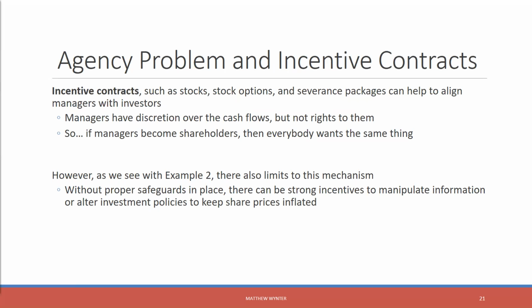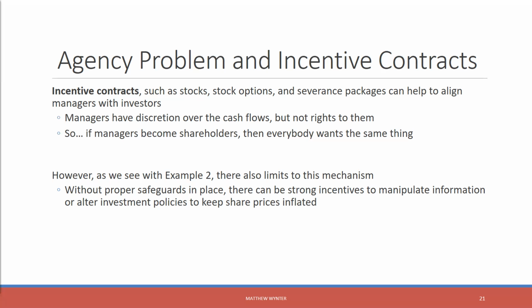Remember, managers have discretion over the cash flow, but they don't have cash flow rights, nor do they have voting rights. So if managers become shareholders, then everybody wants the same thing. And hopefully that feels intuitive. If I give you stock and stock options, I'm basically making you a shareholder and aligning your interest as a manager with our interest as shareholders. However, as we see with example two, there are also limits to this mechanism.